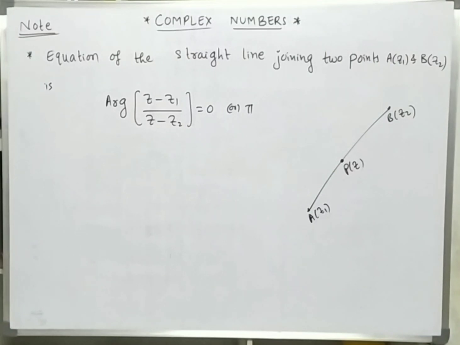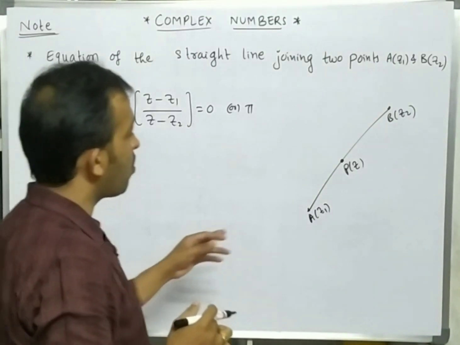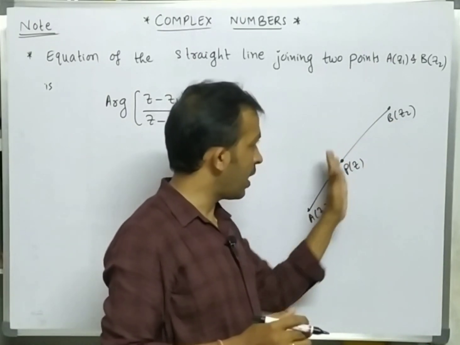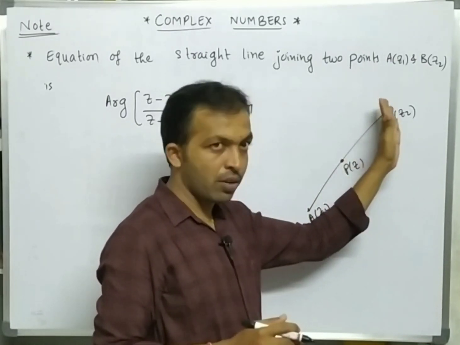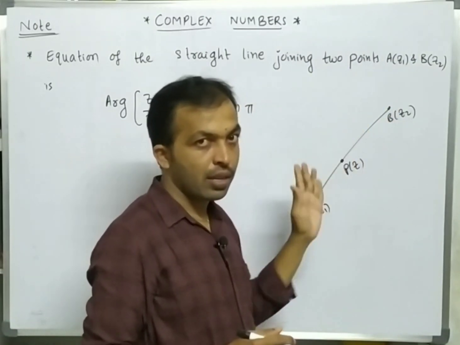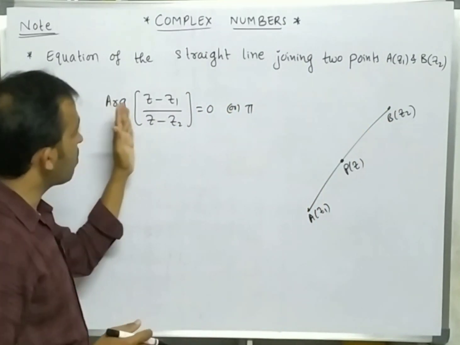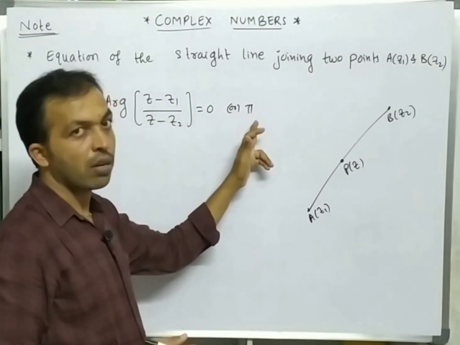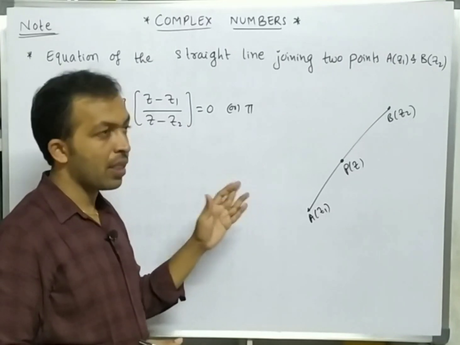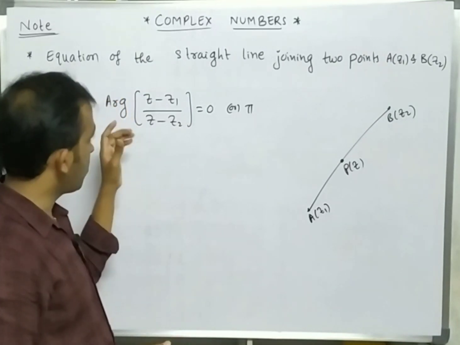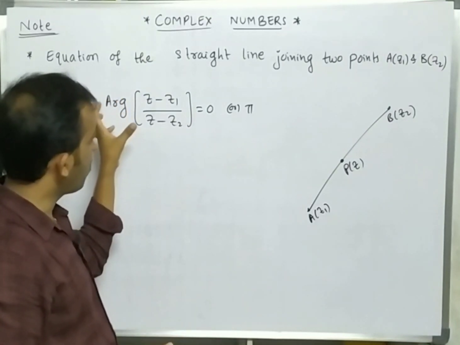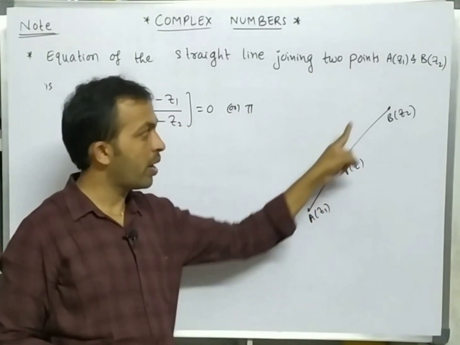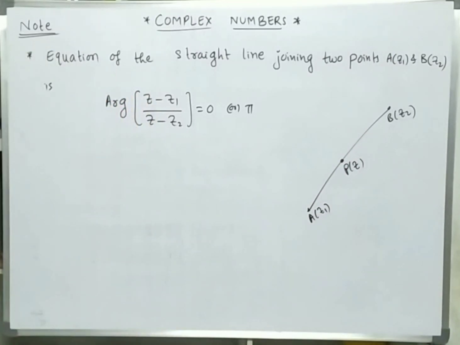Next, the equation of the straight line joining two points A(z1) and B(z2). The equation of the line joining A(z1) and B(z2) is argument of (z minus z1) by (z minus z2) equals 0 or pi. By solving this equation, we will get the equation of the straight line joining A(z1) and B(z2).